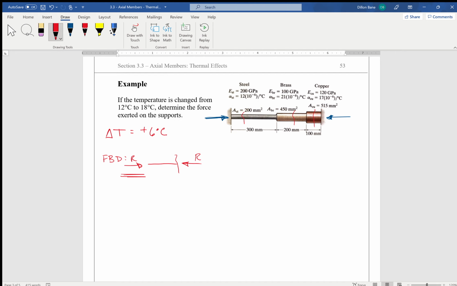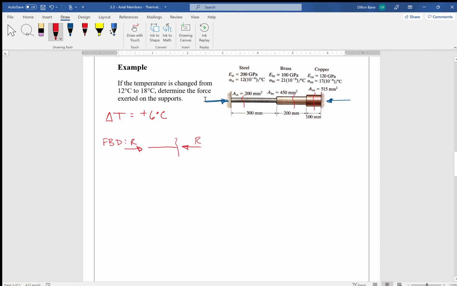So we don't have to worry about finding different P's for each segment. All we're worried about is figuring out what the reaction is, but we know that it will also be equal to P. Just keep in mind that the reaction force developed will also be the internal force in all three of the segments. Those are our two initial setup things that we should be able to notice just from looking at the problem statement and the diagram.